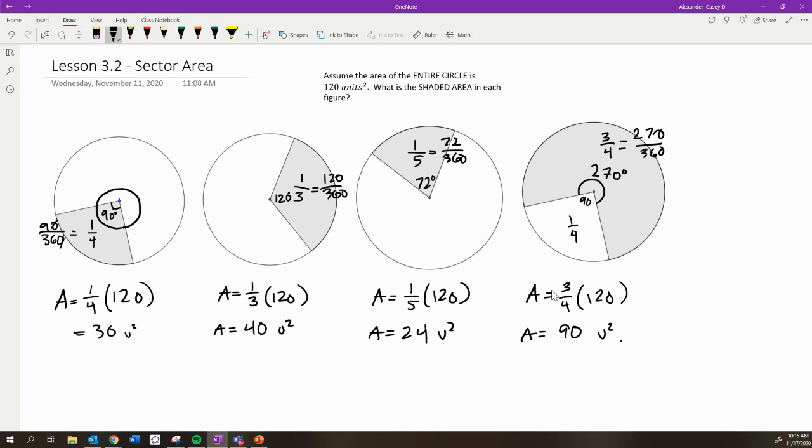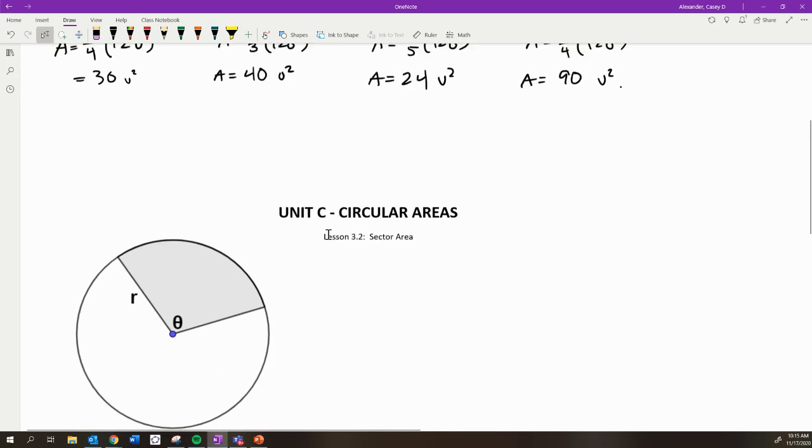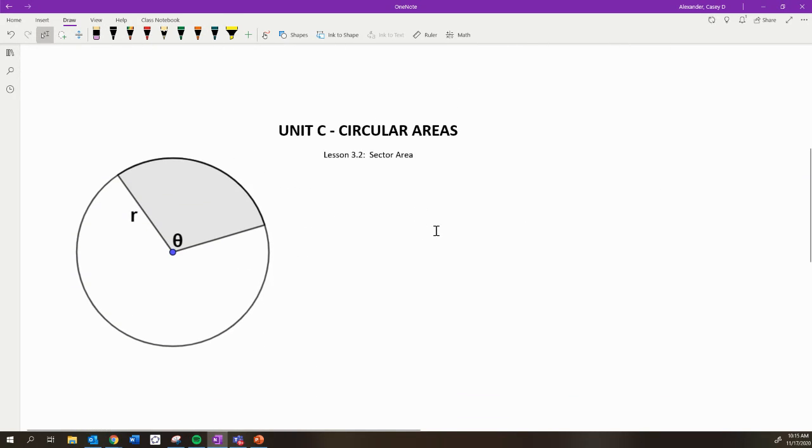So figuring out this fraction of the circle and then multiplying it by the entire area, that's the key to this lesson. So we kind of then broke it down here into more general terms.